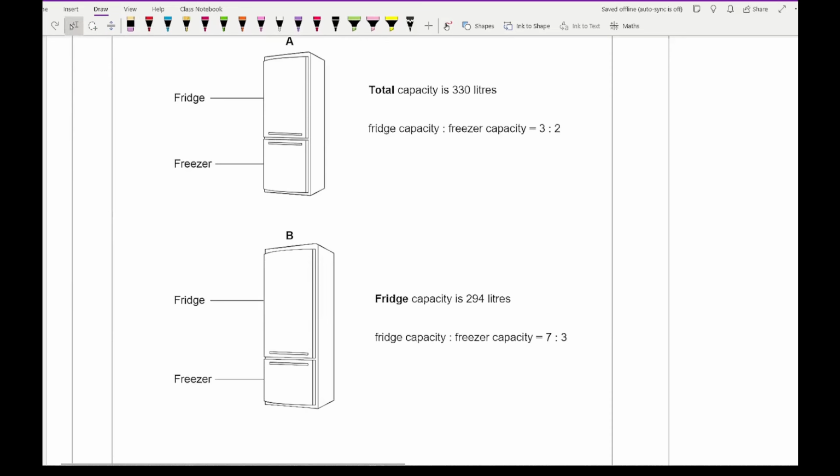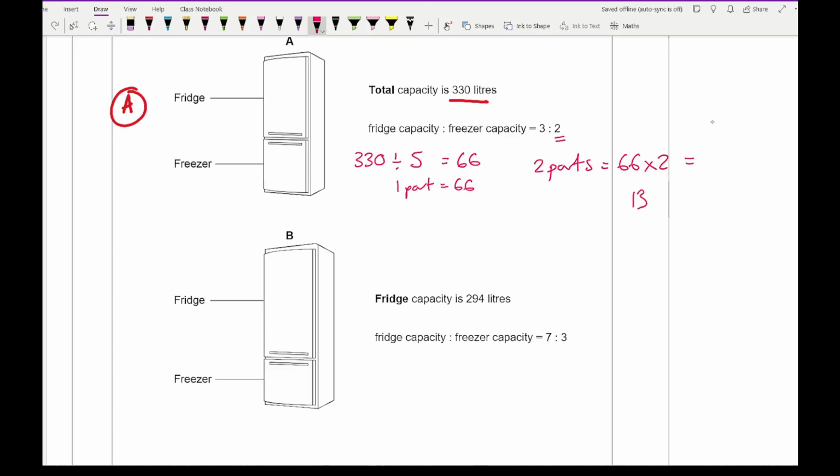So in terms of the freezer, in this particular case in freezer A, we've got the total amount and we've got the ratio. So here what I've got to do to work this one out, it's going to be 330 divided by the total number of parts, which is 5. And let's work this out separately. So 330 divided by 5 equals 66. So one part equals 66. Now with this one, it's 2 parts. So 2 parts is going to be 66 times 2. And that gives me an answer of 132 litres.